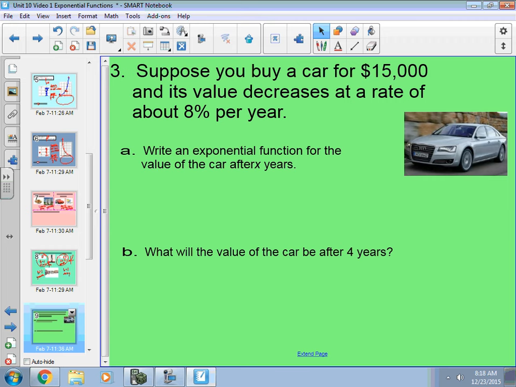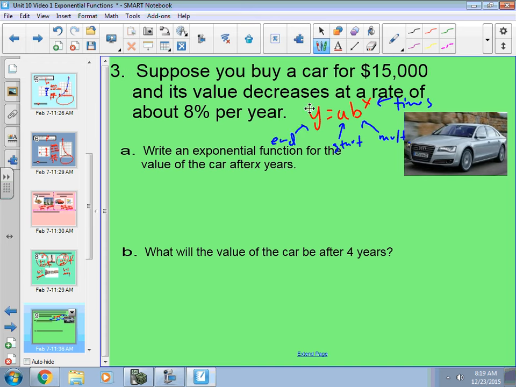On number 3, it says suppose you buy a car for $15,000 and its value decreases at a rate of 8% per year. Write an exponential function for the value of the car after X years. Okay, so in this problem, we want to find out all these things we talked about before. What's our start value? What's our multiplier? How many times are we doing it? And what's our ending value? All right, well on this one, our starting value, they told us, that's 15,000.